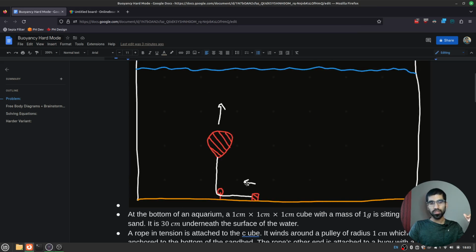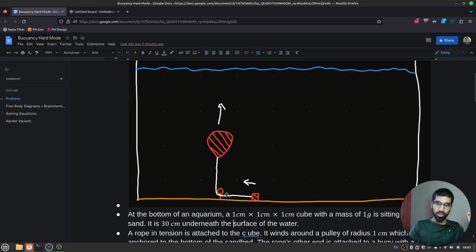Well, I'm going to start as ever with free body diagrams, and here the three relevant objects that I want to focus on are the buoy, of course, the cube, of course, and also the pulley. The key thing to recognize here is that, as I said, we're talking about just that boundary condition. Things are about to move, but they're not quite yet moving.